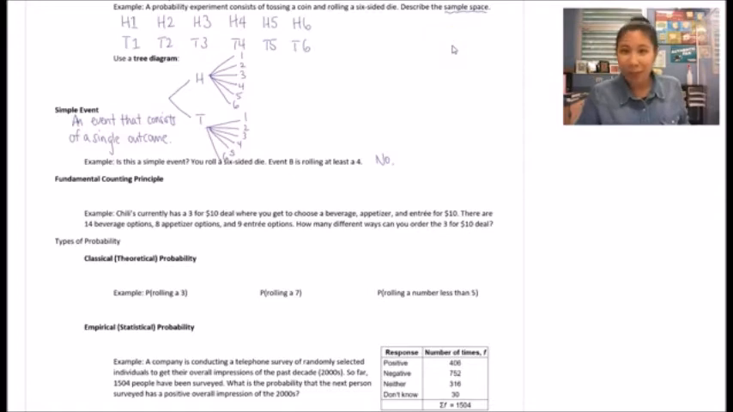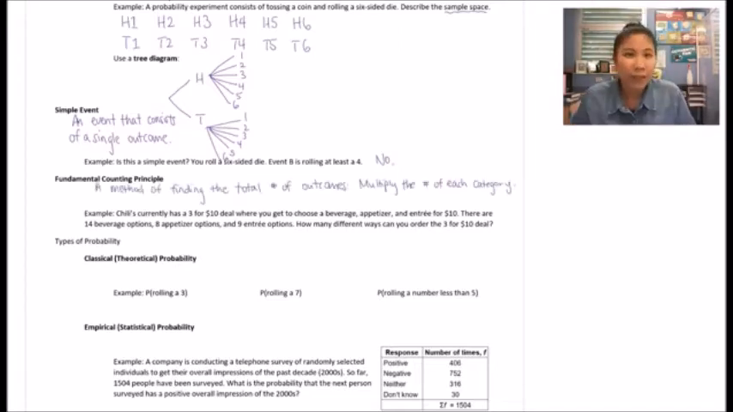Okay. So the next thing I want to talk about before we actually get into the probability is something called the fundamental counting principle. So the fundamental counting principle just helps me figure out how many total outcomes there are. So something like the sample space. But rather than listing out all the possible outcomes, I just want to know the total number. So you're going to find this number by multiplying the number of each category. And so the easiest way to do this is to actually use an example.